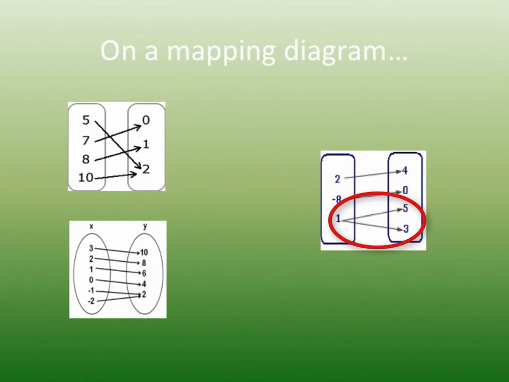Notice on the input side that the 1 has two arrows coming from it. The 1 maps to an output of 5 and an output of 3. It is not predictable. If we input 1, we don't know for sure what we are getting out. You can tell a mapping diagram does not represent a function when you have multiple arrows coming from one or more inputs.